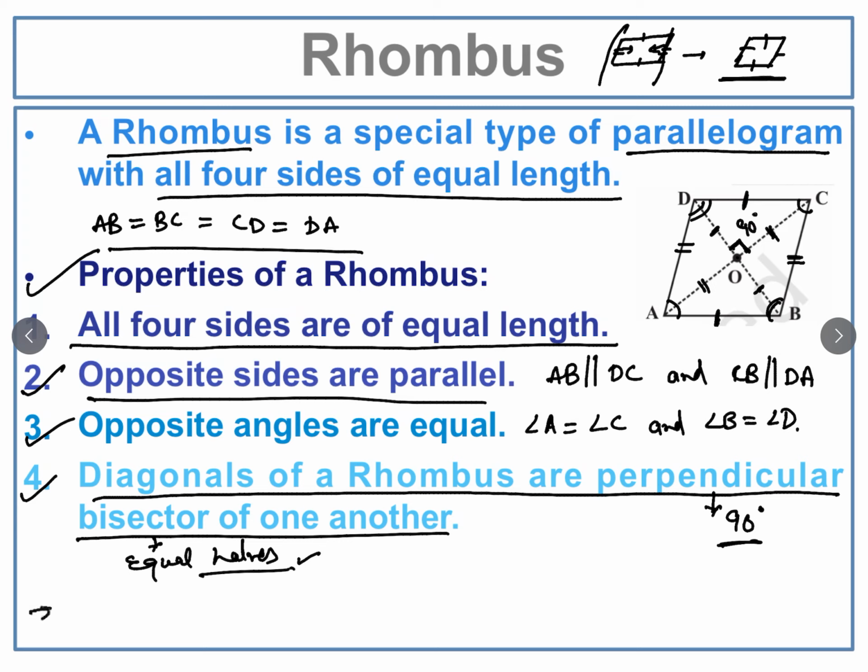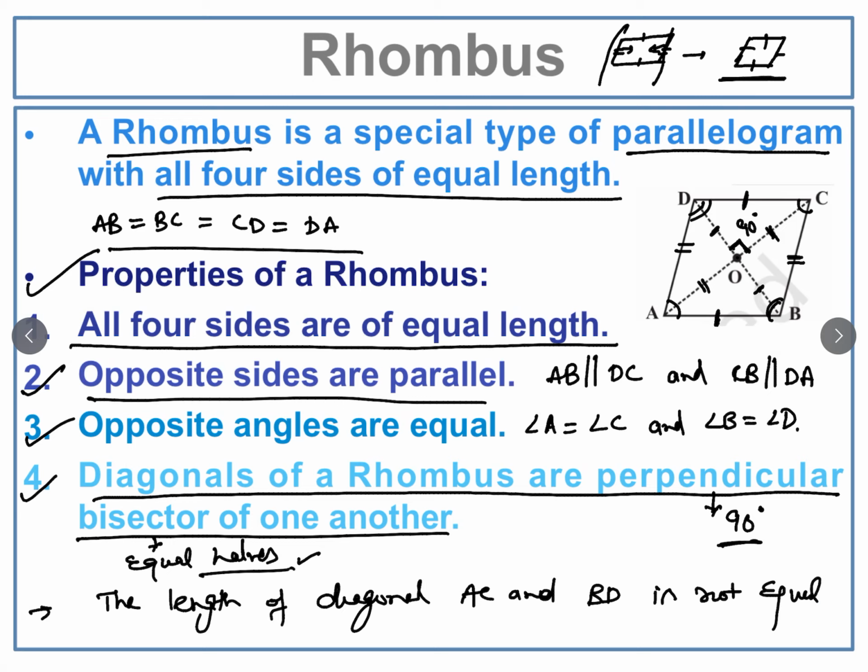One more thing about the rhombus is that the 2 diagonals AC and BD are not equal. That means the length of diagonals AC and BD is not equal. You can write it as AC is bigger than BD from this particular figure. Not always, but in this figure AC is bigger than BD. So this is the general definition of rhombus and its properties.